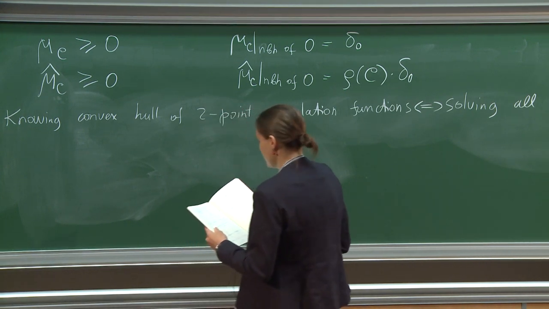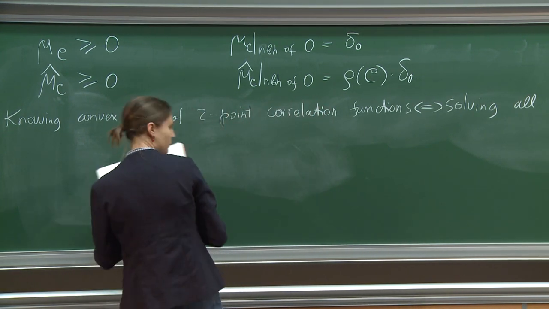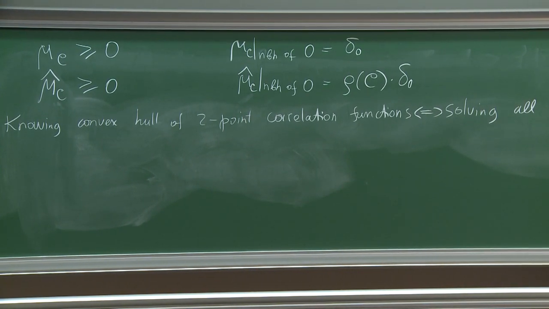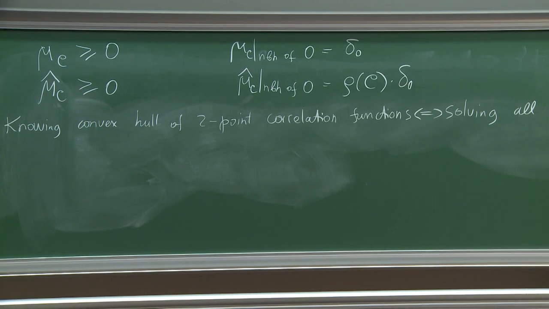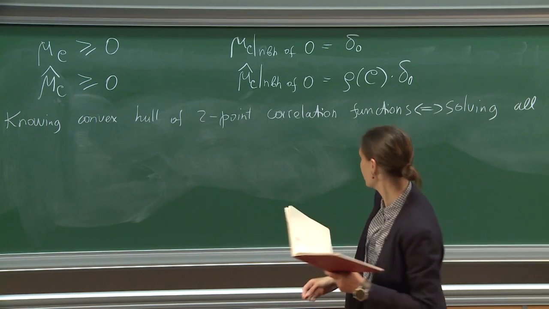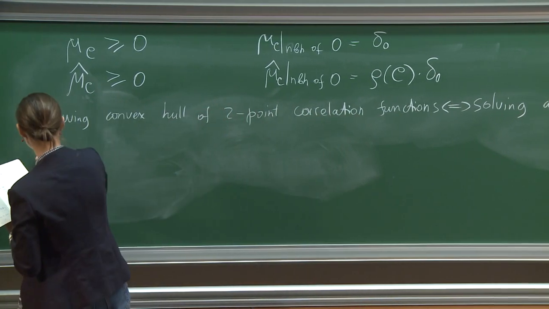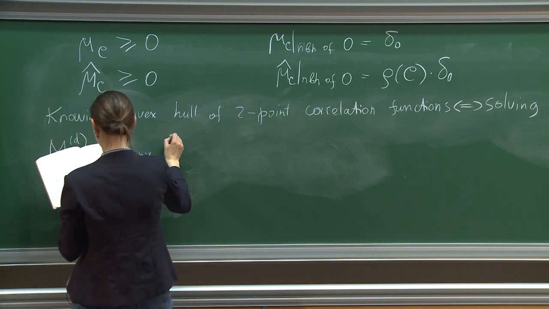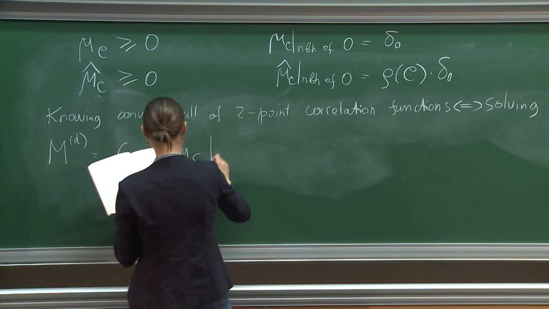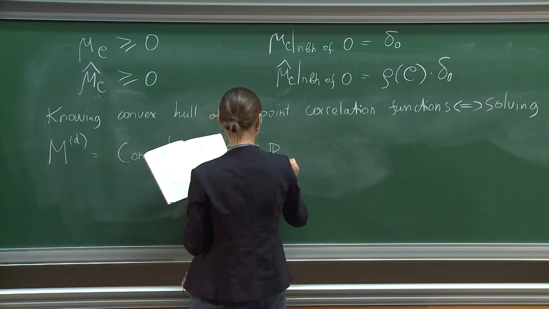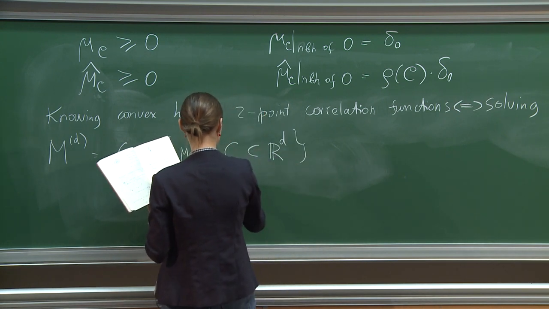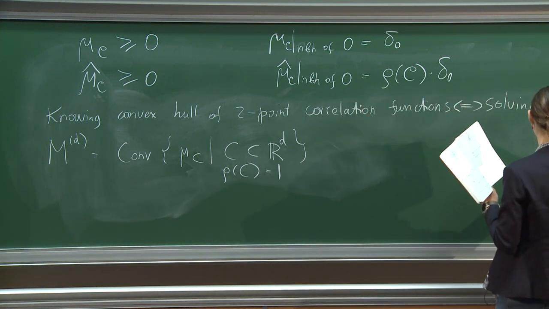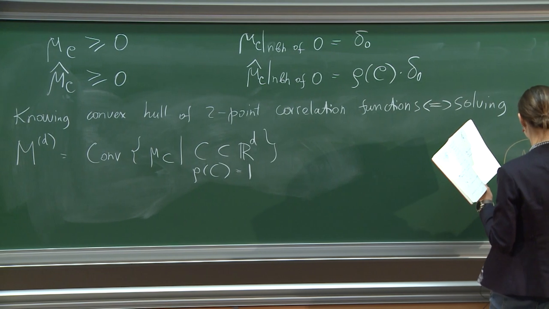And so, what is the linear programming method? So if we have this set denoted by M, which will depend on D, this would be the convex hull of all possible configurations, and for example, maybe with fixed density. So it will be some difficult set we know very little about.